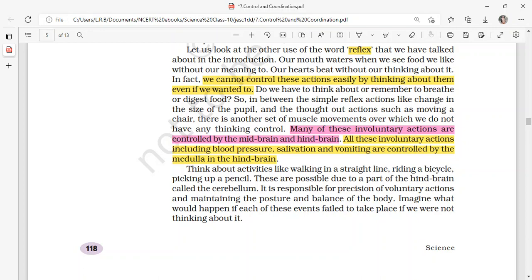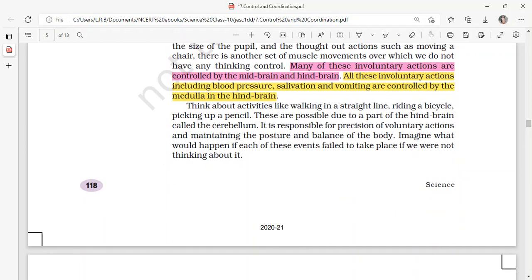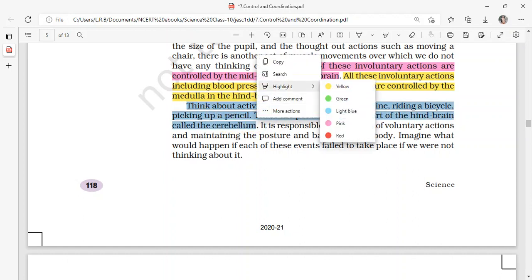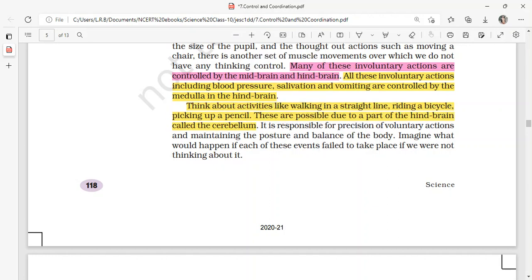So think about activities like walking in a straight line, riding a bicycle, picking up a pencil. These are possible due to a part of the hindbrain called the cerebellum. When we need a precise action, there is an involvement of the hindbrain part called the cerebellum. When riding a bicycle, we need to balance the body. When we want to walk in a straight line, we need to balance our body.